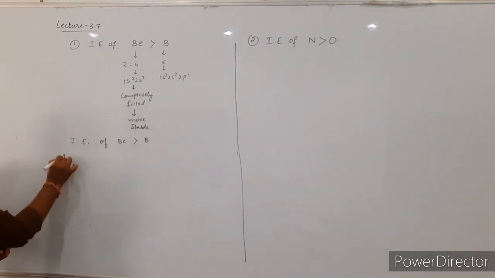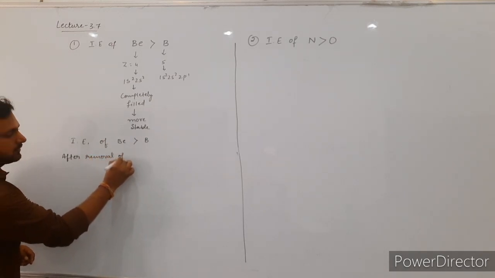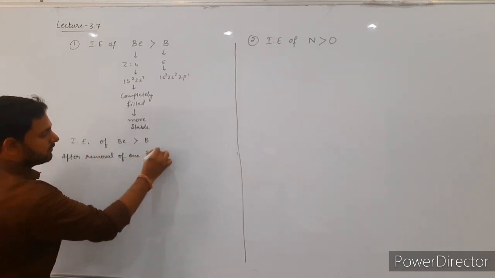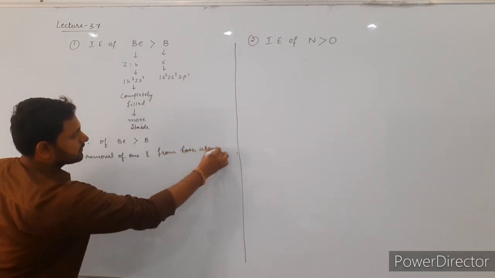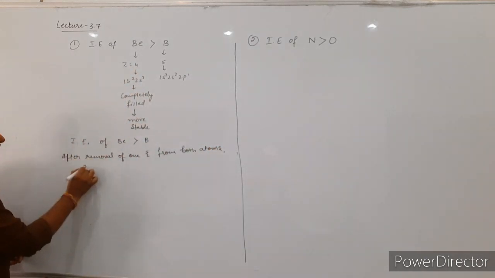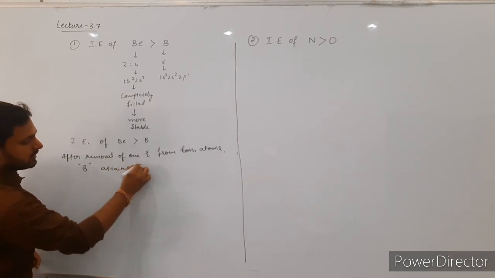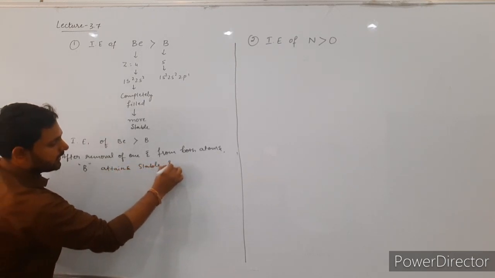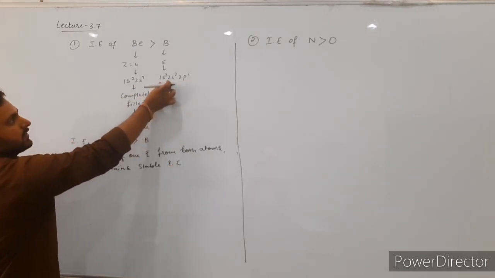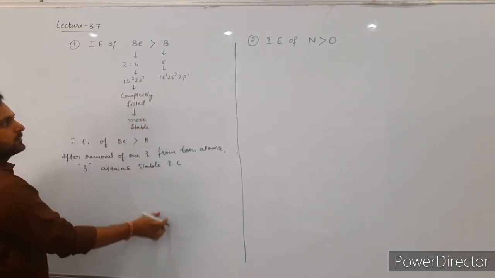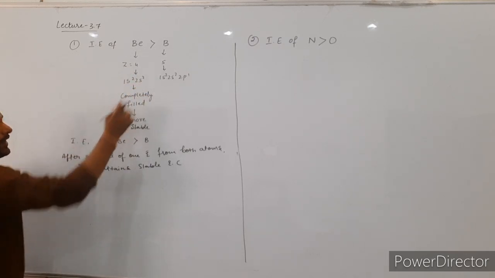See here, after removal of one electron from both atoms, boron attains stable electronic configuration. After removal of one electron, the electronic configuration of boron becomes 1s2, 2s2. After removal of one electron, the electronic configuration of beryllium becomes 1s2, 2s1.